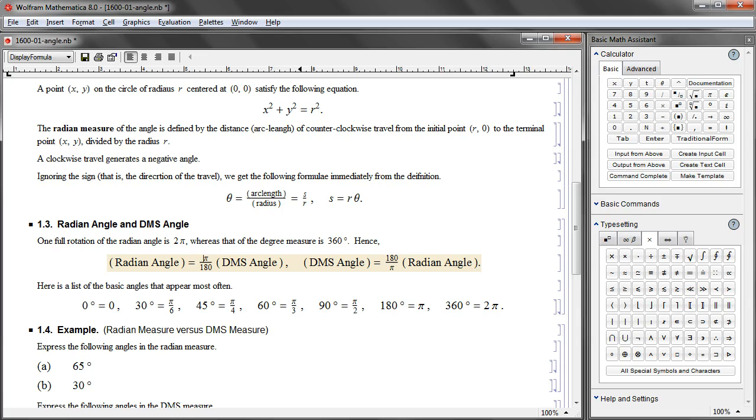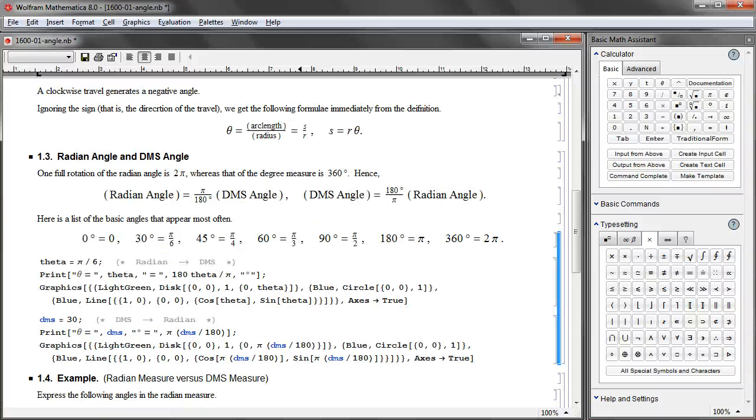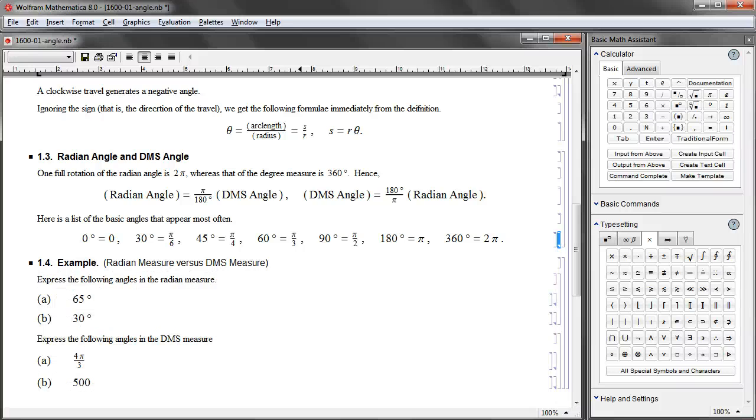Likewise, the conversion factor is pi over 180 degrees for converting a DMS angle to a radian angle. As a matter of fact, this notebook is not entirely correct, to tell the truth. I should have kept this degree sign. The DMS angle is given in degrees, so after cancellation, we have to lose that degree. Okay, here's a better example.